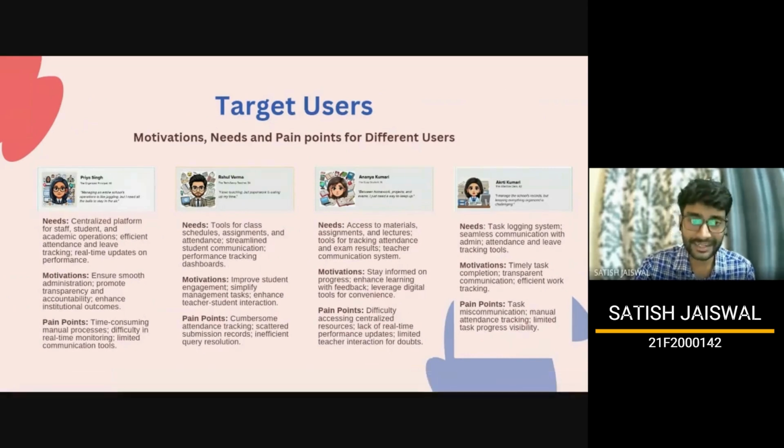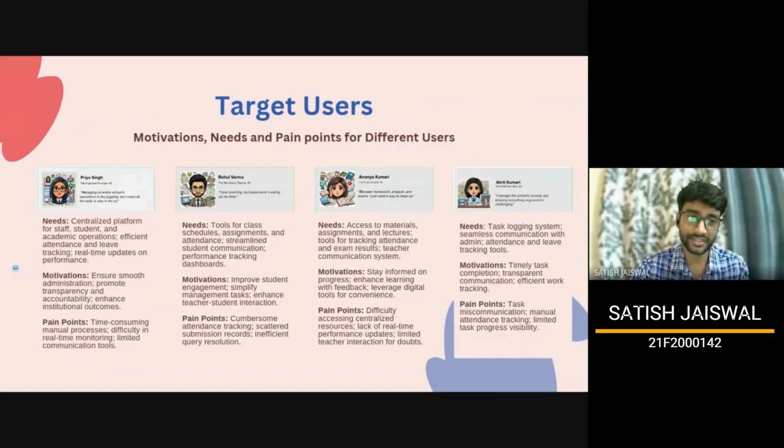For building any application or project idea, the target users are very important for understanding their needs, their motivations, and their pain points. Based on that, we have identified the four most important target users for our application that will highly impact the whole centralized system. Our first persona is a principal. For this user persona, we have taken a random name, Priya Singh. She is a principal of a school, and if she is a principal of a college, she has to manage a lot of things.